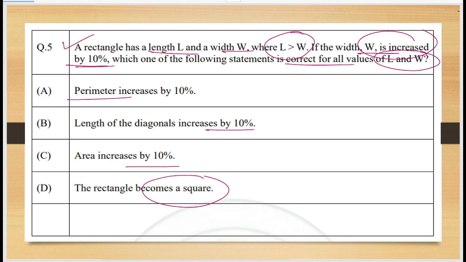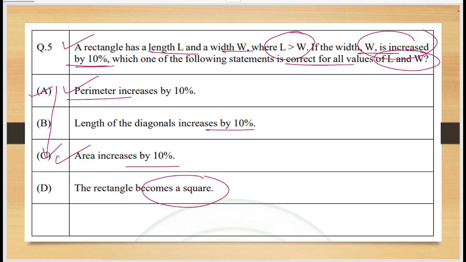If we go one by one, the perimeter increased by 10%, the length of the diagonal increased by 10%, the area increased by 10%, and the last one is the rectangle becomes a square. If you go from up to down, they may play some trick here. So we can go with our intuitive part. We can check the perimeter first, then the area, and after that we can also check the length of the diagonal, the relation between them, and finally whether the rectangle becomes a square.